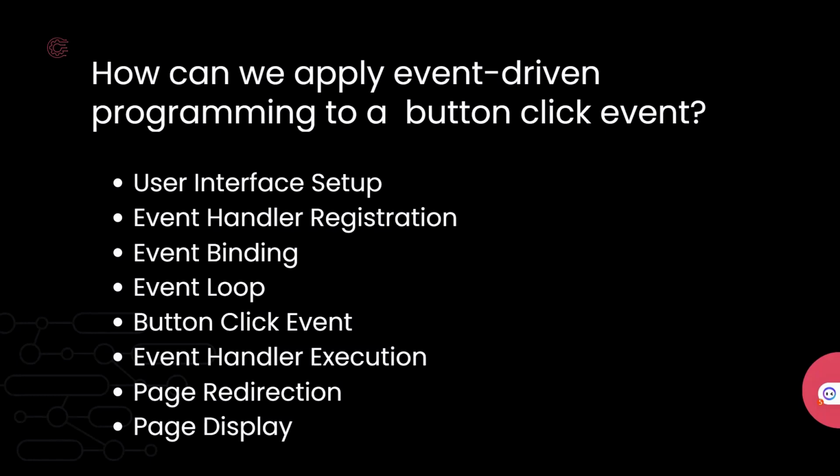In an event-driven system, there is typically an event loop running in the background, constantly waiting for events to occur. The event loop is responsible for receiving events and dispatching them to their corresponding event handlers. When the user clicks the button, the event loop detects the button click event and triggers the associated event handler function.